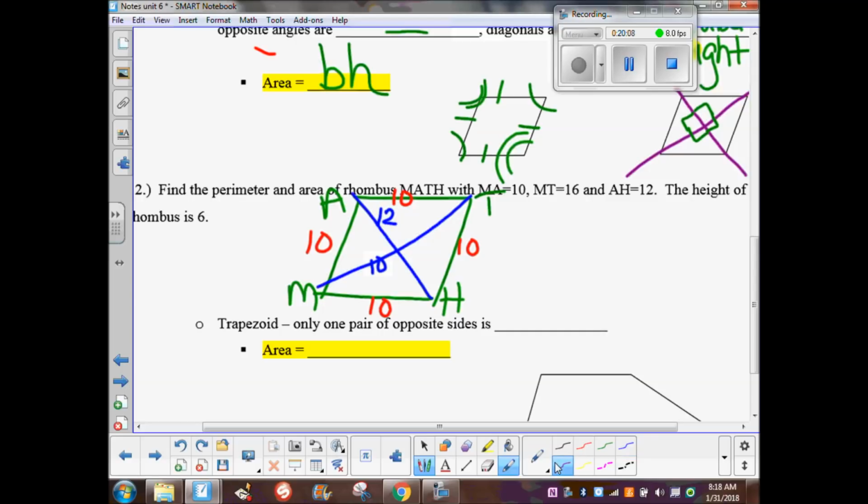How can I draw in the height of this rhombus, because it's leaning? Caitlin? Yeah, you can draw a line. It doesn't matter on the left side or the right side. That's how tall it is, and it is 6.